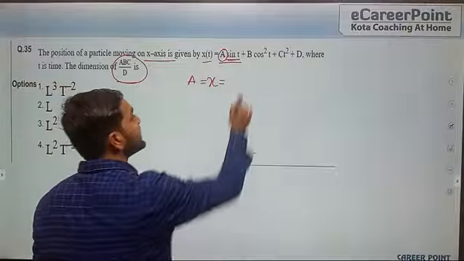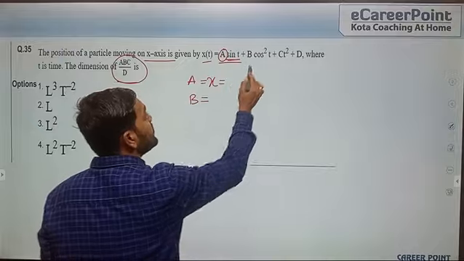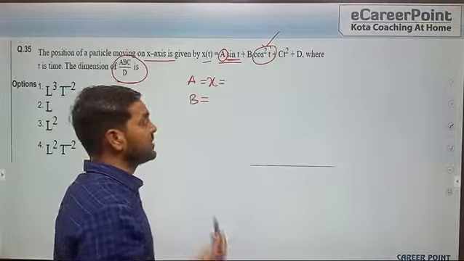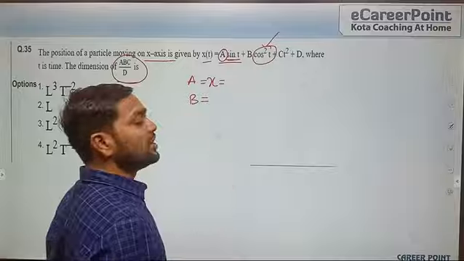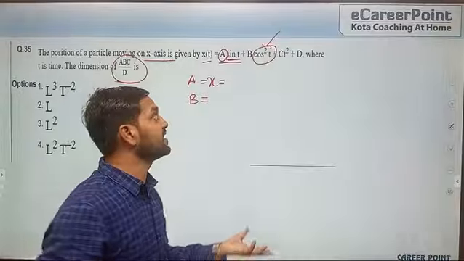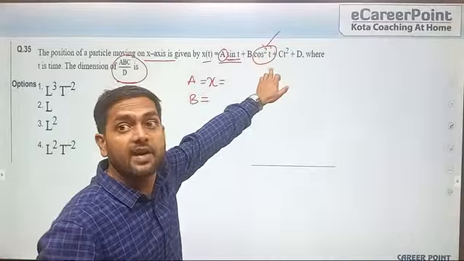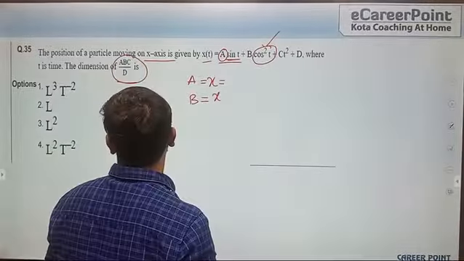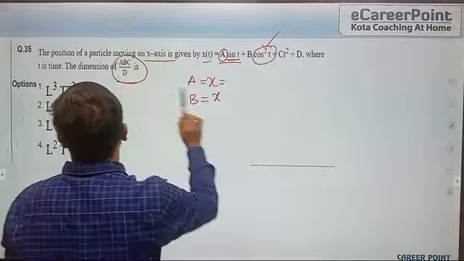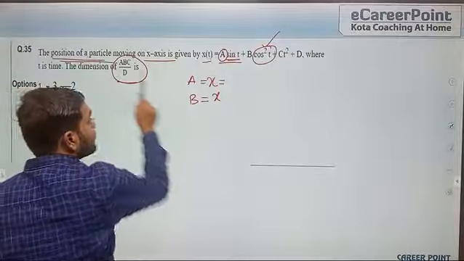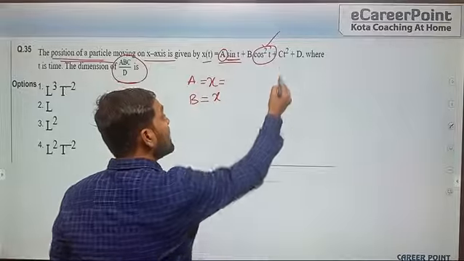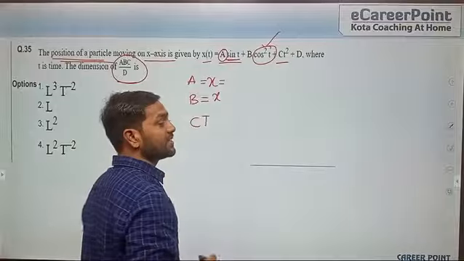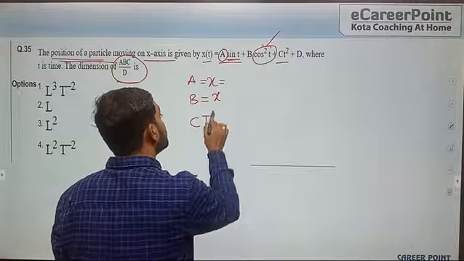Next we will see B. Here we have cos square theta, and theta means t here, so cos square t. It is a trigonometric value, so for that reason this value does not have a dimension. So B is also x, right? Since we have a position vector, for that reason we need to take x here. And here we have C t square. T means time, right? C t square.